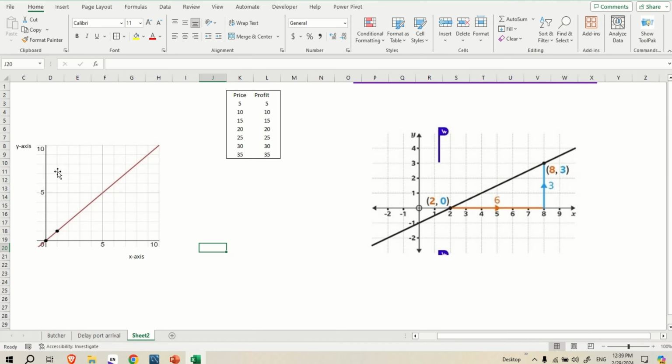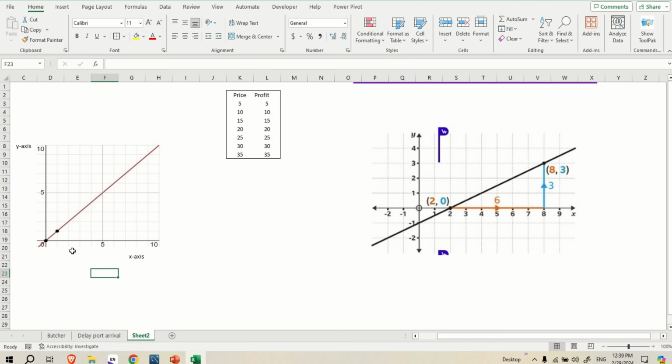Usually what happens is that we put the variables that are independent on the x-axis. What I mean by independent is that it does not depend on any other variable. It is discrete and distinct by itself. So in this case, it is going to be the price, because the profit will depend on the price. So the price is the independent variable, and we put it on the x-axis, and the profit is the dependent variable, so it depends on the price.